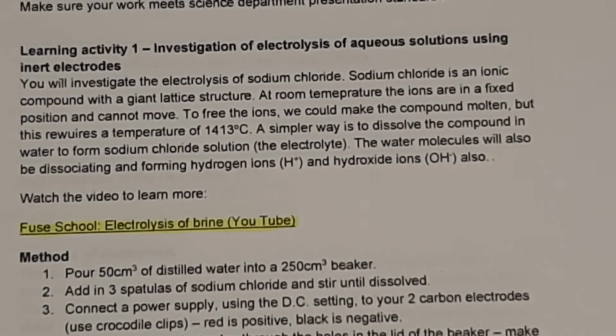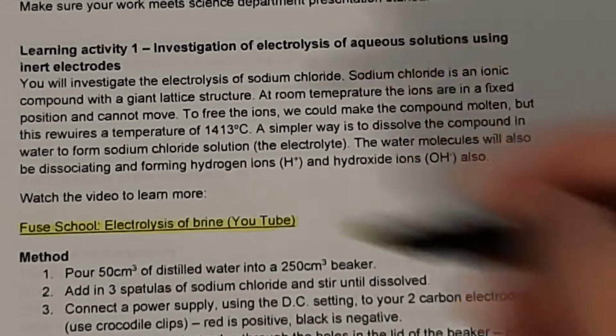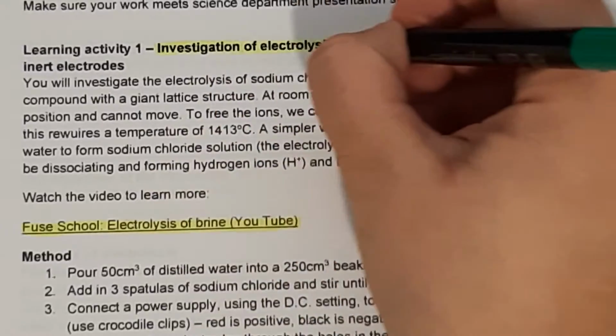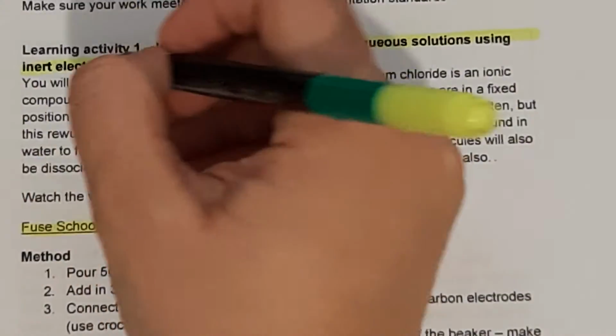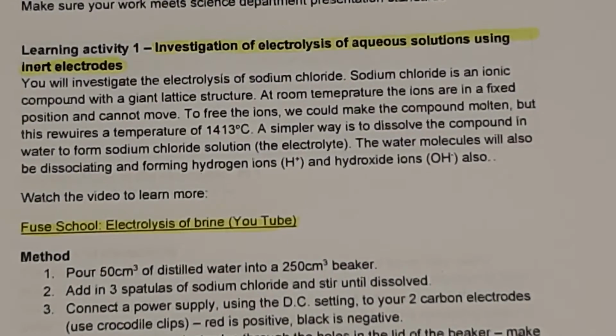Okay, so move on to page 29, and we're looking at learning activity 1, which is the investigation of electrolysis of aqueous solutions using inert electrodes. Now again, this is a practical investigation. We can't do that with online lessons, so we'll talk a bit about it and watch a video, and then we'll move on.